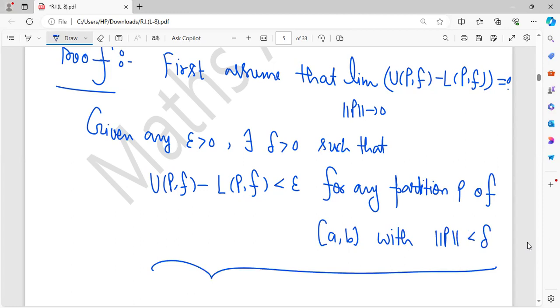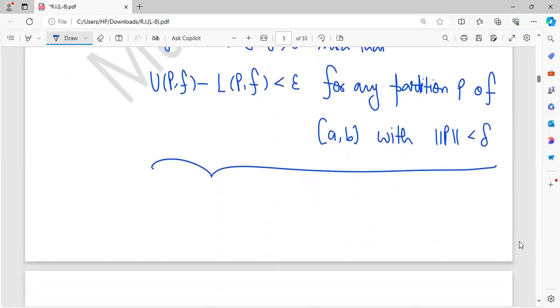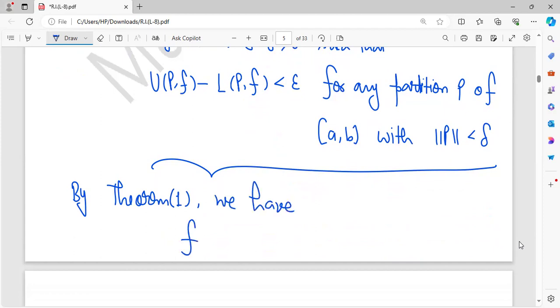But by the theorem, what is the meaning of this? This is a necessary and sufficient condition, because in the theorem we have studied an if and only if statement. That is one directional part of that theorem. So by theorem 1, we have f belongs to R[a, b]. It means f is a Riemann integrable function.